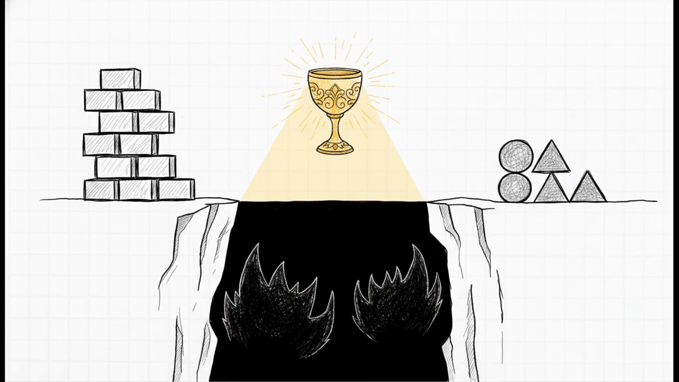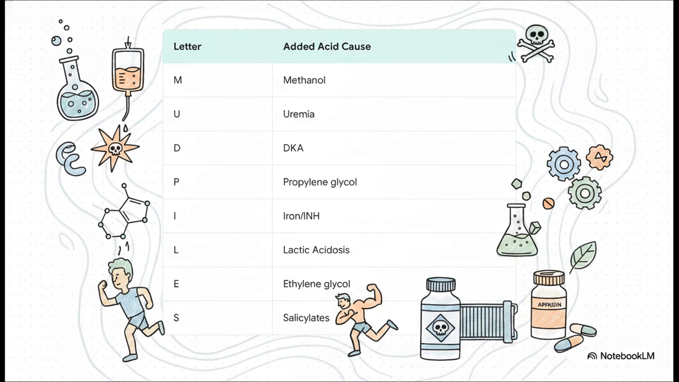This gap is the diagnostic holy grail for figuring out if a patient is being actively poisoned from the inside. If that anion gap is abnormally high, we rely on the MUDPILES mnemonic to neatly organize and identify the massive amount of potential toxic culprits. We're looking at methanol, uremia, diabetic ketoacidosis, propylene glycol, iron, lactic acidosis, ethylene glycol from antifreeze, or salicylates from aspirin.